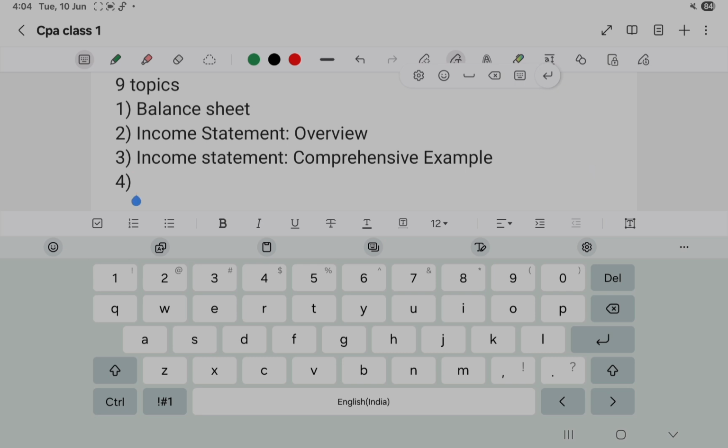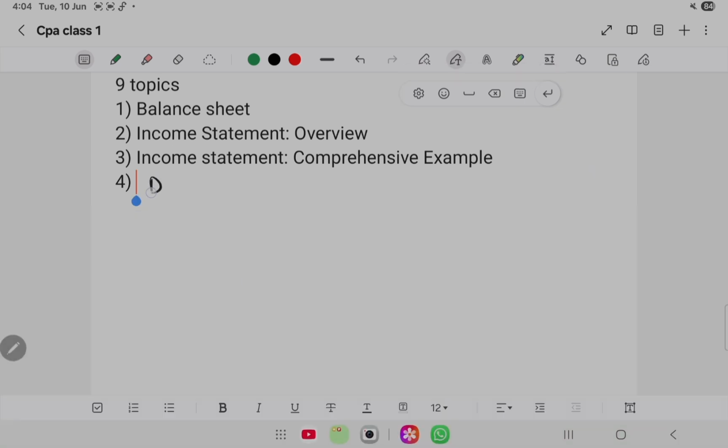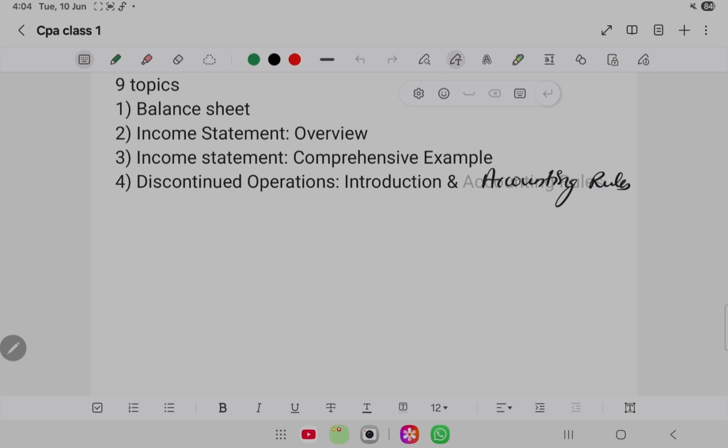Fourth is discontinued operations, introduction and accounting rules. Fifth, discontinued operations, comprehensive example.